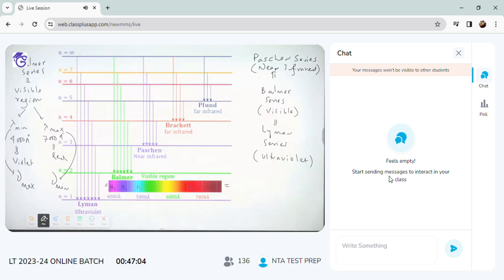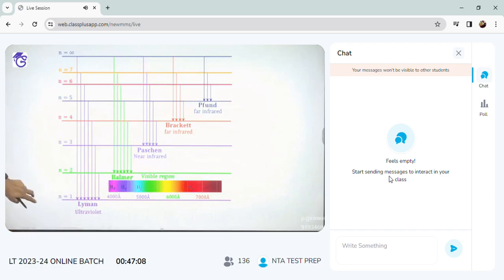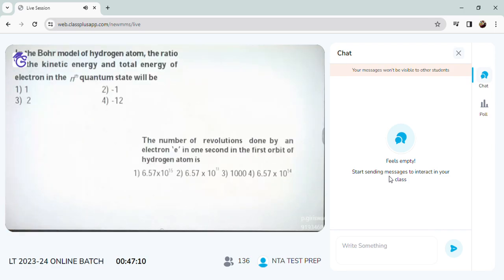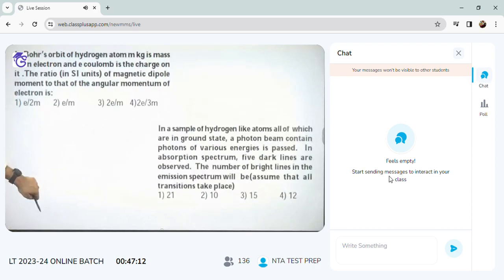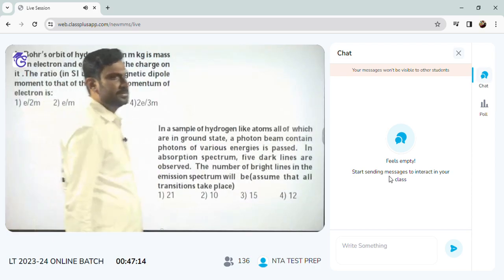ठीक है, आगे बढ़े. Shall we move on? Chalo. Let's move on. Not required. Let's come into the questions. Chalo. These two quickly, one by one.